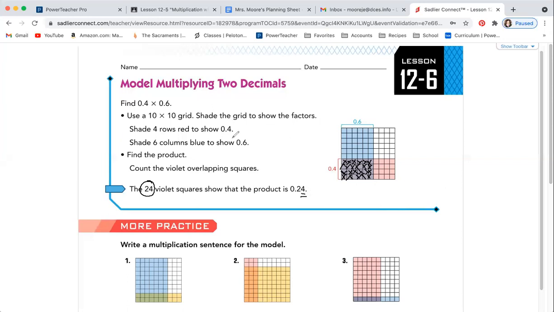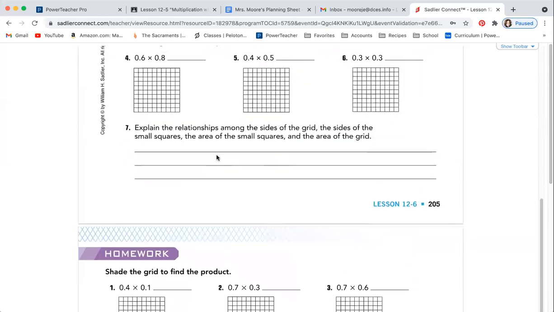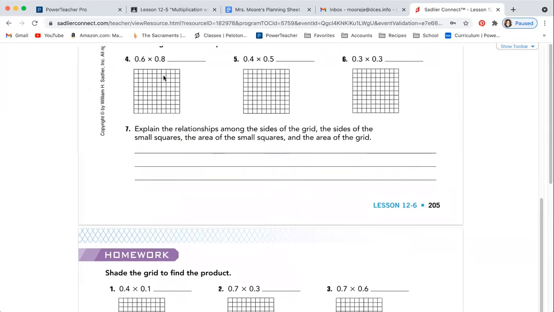So when I put 24 in standard form, I have to make sure that 24 lands in the hundredths position. So we're actually going to start at the bottom of our page. I want you to go all the way down to number 7. And maybe we can use this model up here to justify our thinking. It says, explain the relationship among the sides of the grid, the size of the small squares, the area of the small squares, the area of the grid. So let me talk to you a little bit here, and we'll use the space to write out a little bit of our understanding.